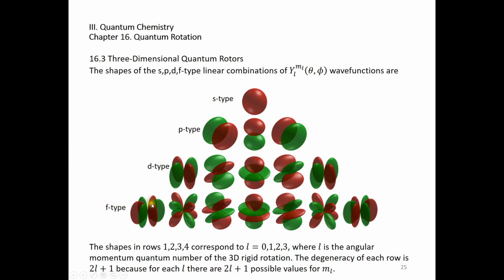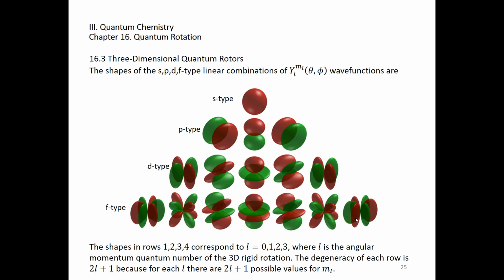We have f-type shapes as well. When you have f-type functions, L is 3. So m sub L can be from -3 to 3. That's why we have 7 f atomic orbitals. The middle one, we have m sub L equals 0, and correspondingly we have m sub L equals minus plus 1, minus plus 2, minus plus 3.